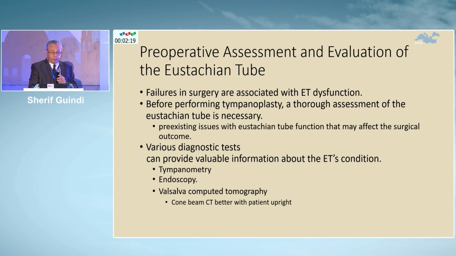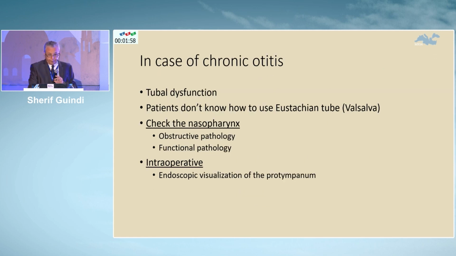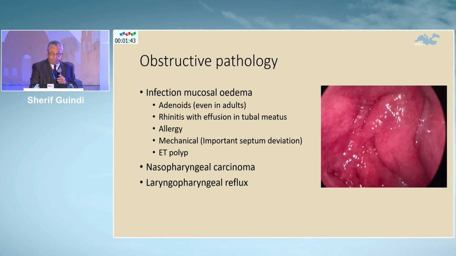So before performing a tympanoplasty, we need to thoroughly assess the Eustachian tube and any pre-existing issues with it. We can do that by tympanometry or endoscopy, or we can do a CT, a Valsalva computed tomography, better with the patient standing up. This is where we can use a cone beam CT. The nasopharynx has to be checked, and we might find an obstructive or a functional pathology. Or intraoperatively, we need to check, of course, the protympanum endoscopically to see if anything is obstructing the Eustachian tube.